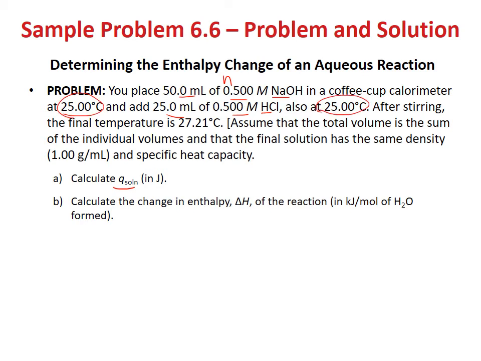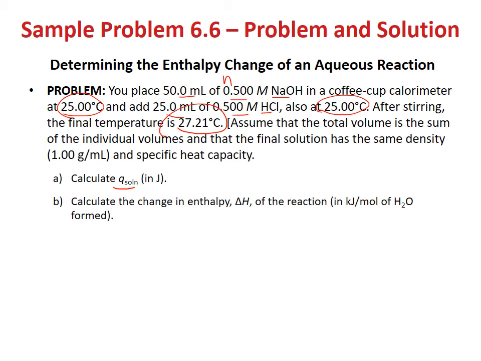So if you mix them together, the temperature shouldn't change. But after stirring, the temperature becomes 27. So the temperature increased, and this increase must be due to the chemical reaction, from 25 to 27. So the chemical reaction must be an exothermic reaction, releasing heat to increase the temperature.